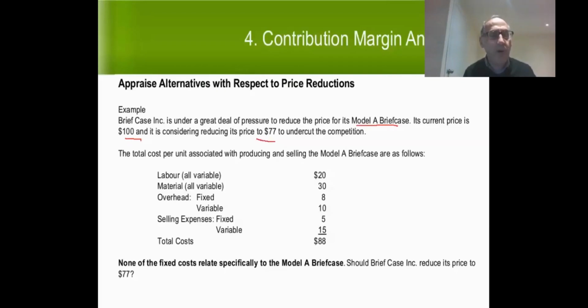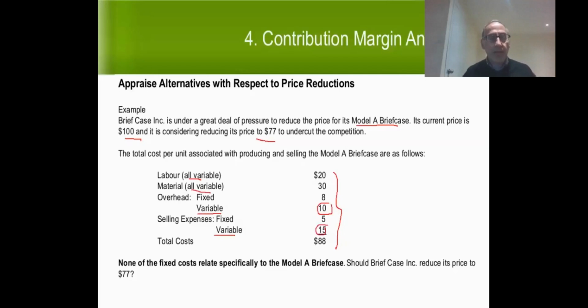Now, the total cost per unit associated with producing and selling the Model B briefcase, I've given you that right here. As you can see, labor is all variable, material is all variable in this example. I've given you a breakdown of fixed versus variable overhead. The variable overhead is $10. And I've given you a breakdown of selling expenses in terms of fixed versus variable. Variable selling expenses are $15. So the total cost, including both variable and fixed costs, is $88. We'll see in a moment what the total variable costs are.